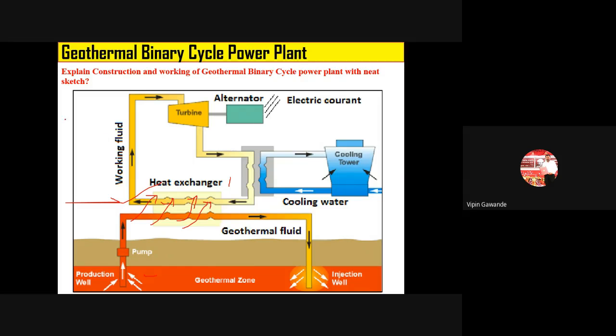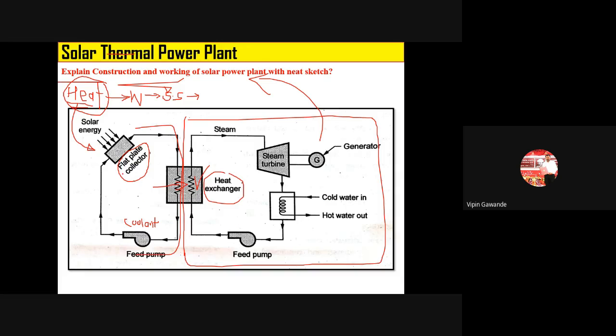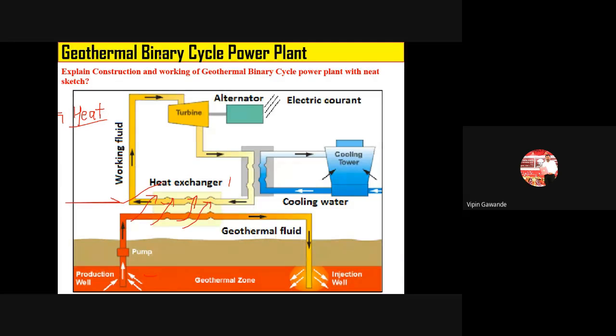So see, for all the power plants, the working principle is the same. So what do you have to concentrate on? You have to concentrate on the heat source. So from where is the heat coming? Okay, so in a thermal power plant, it comes from the boiler. In a nuclear power plant, it comes from the nuclear reactor. Okay, in a solar thermal power plant, it comes from the solar flat plate collector. And in case of a geothermal power plant, it comes from the ground. Okay, so it comes from the geothermal zone.